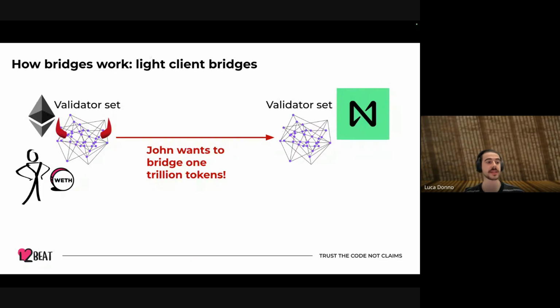And the problem is that this model can fail as well. As I said, you're trusting that the supermajority of these validators are honest. If someone wants to bridge some funds, the validators will sign something that attests that this is actually the case, right? But if a validator set is malicious, they could sign whatever they want. They could sign, for example, that John wants to bridge 1 trillion tokens to Near. And the only thing that Near can do is verify the signature and use it as a source of truth. So if Ethereum says this guy wants to bridge 1 trillion tokens, Near will say, yes, I accept it.